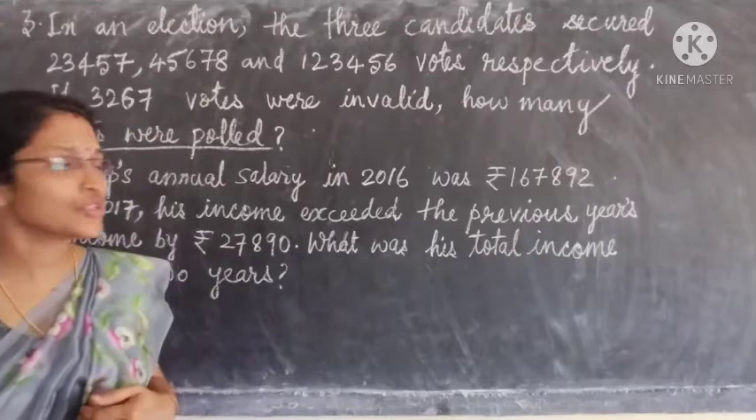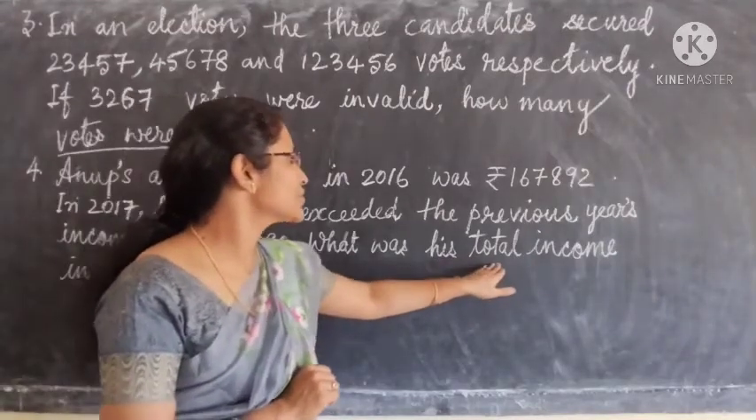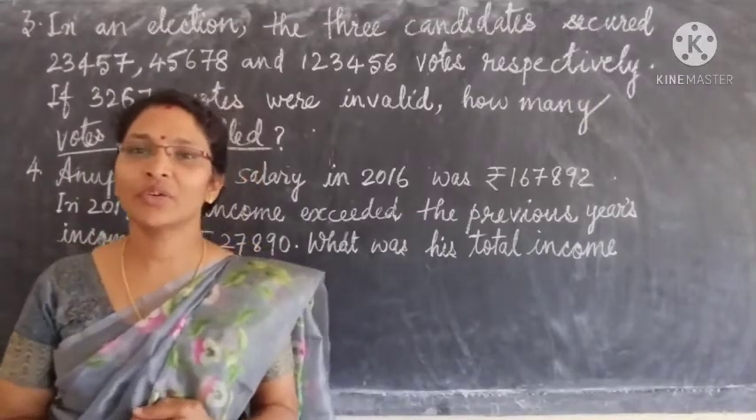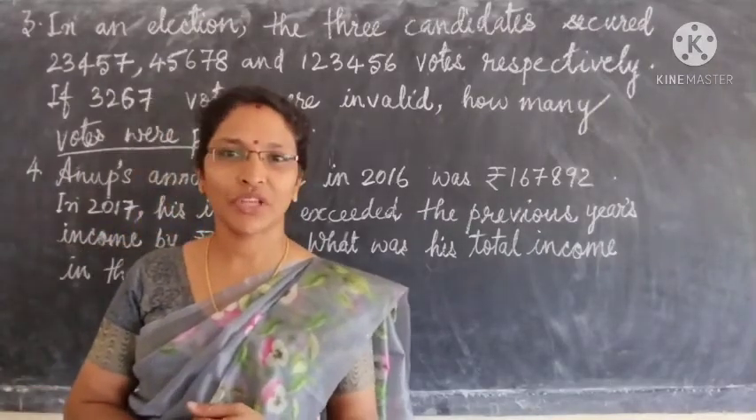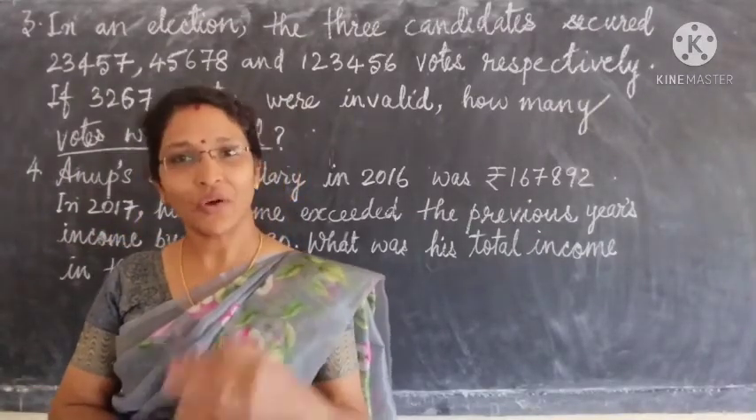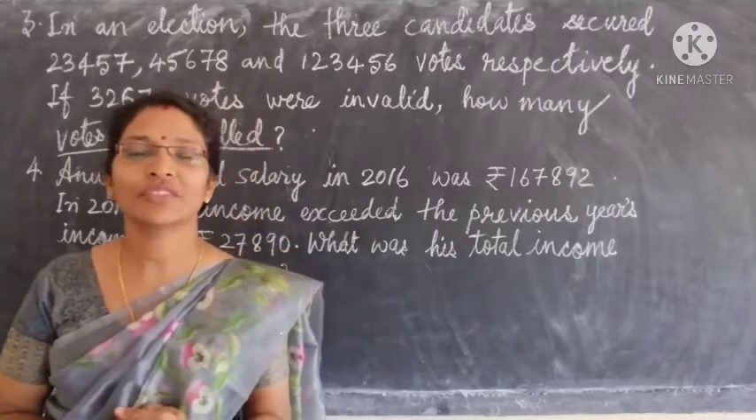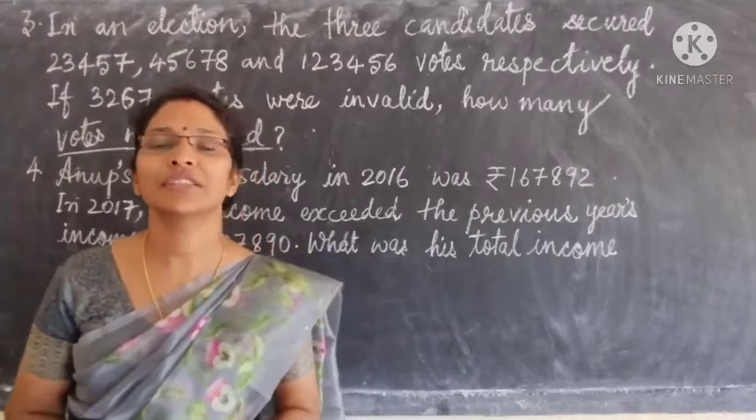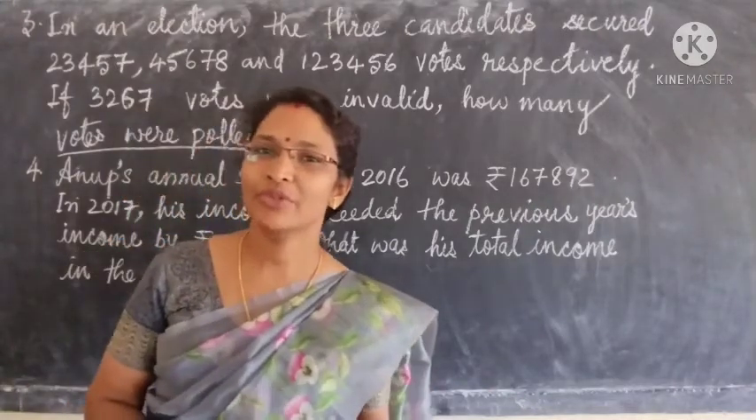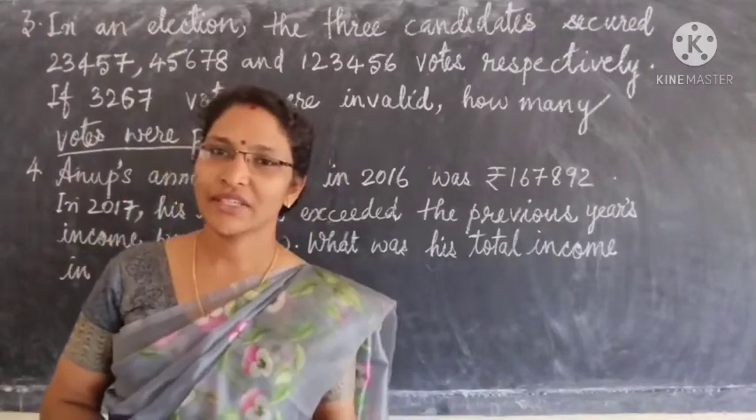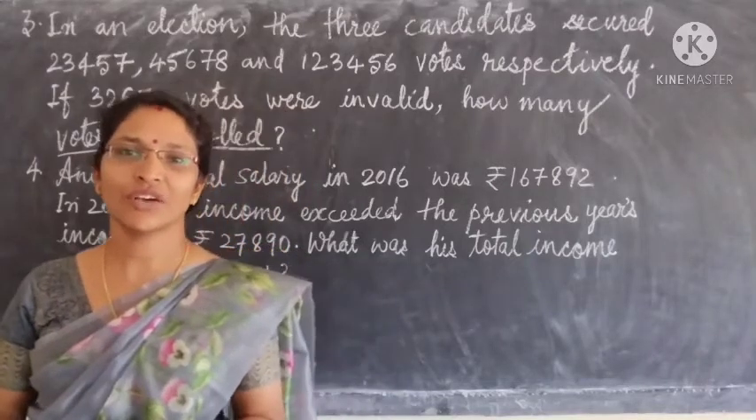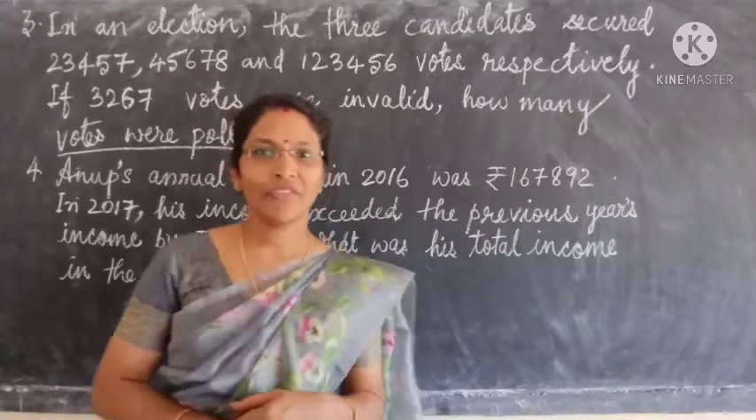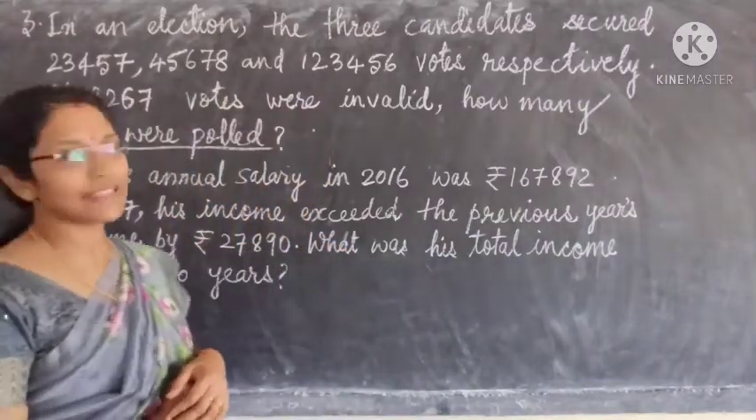Now, what is the last question? What was his total income in the 2 years? How can we find out? We got the income of 2016 and we found out the income of 2017. To find out the total income of 2 years, what we have to do? We have to add 2016's income plus 2017's income. Okay? Then we can write the statements also in the same way.